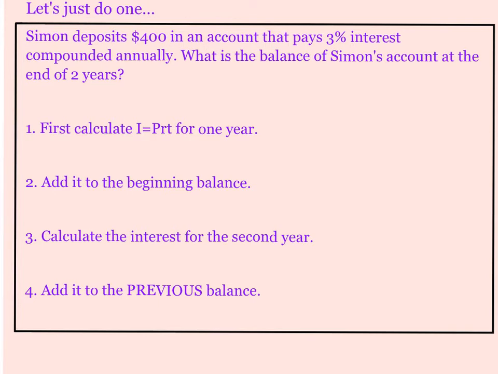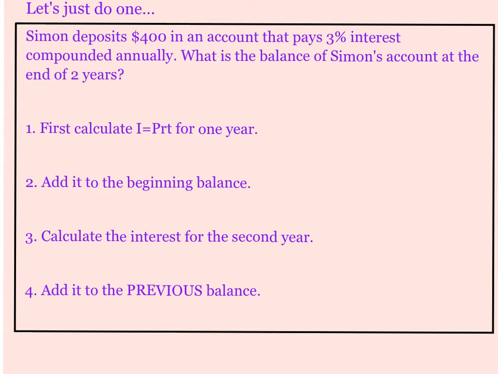The easiest way to understand this is to walk through a problem. So let's just do one. Simon deposits $400 in an account that pays 3% interest compounded annually. What is the balance of Simon's account at the end of 2 years?